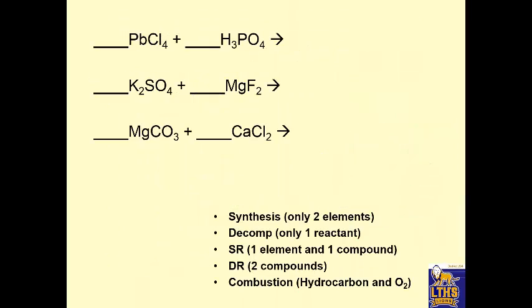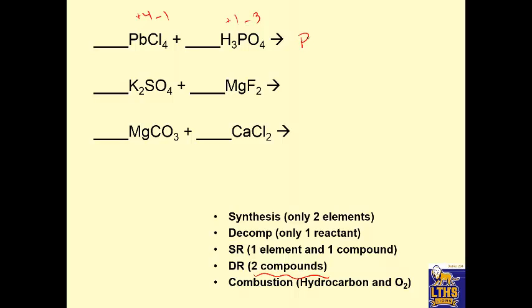Okay, let's see how we can use this. First of all, what type of reaction is this? Look, it's got 2 compounds. So then you do the switcheroo and cancel charge. So lead is a +4. I know that because chloride's a -1. H is a +1. Phosphate's a -3. So now I've got to put them together in a different way. But once it's first, it's always first.